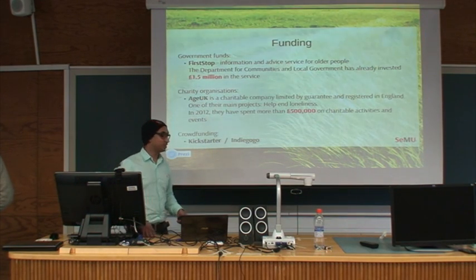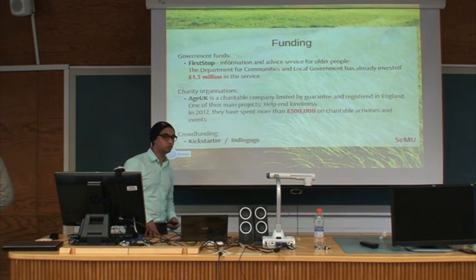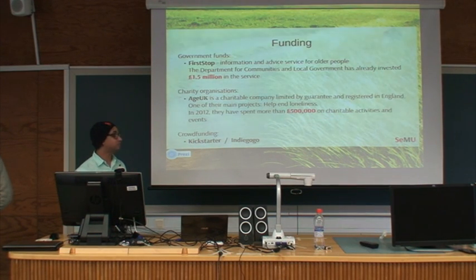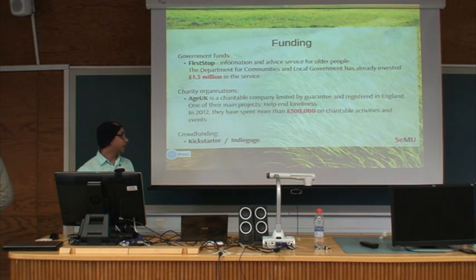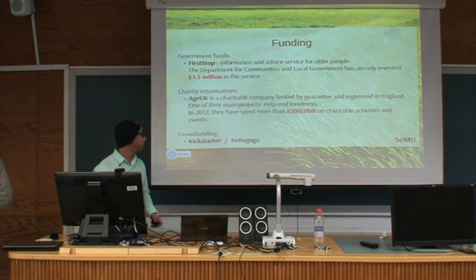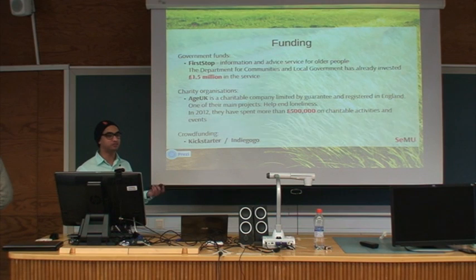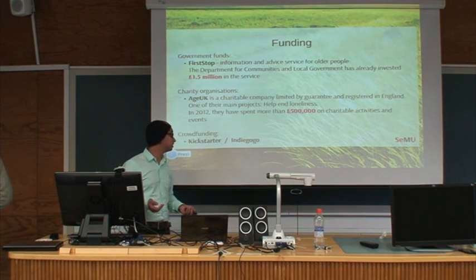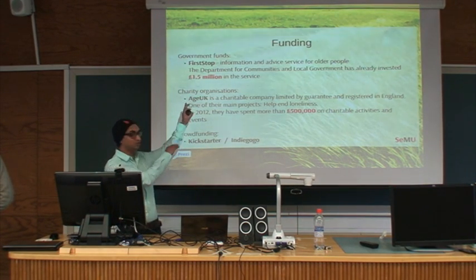And funding. There are a lot of different companies, and one of the well-known is First Stop Information and Advice Service for elderly people. The Department for Communities and Local Government already invested more than 1.5 million in that service. And charities: Age UK is one of the well-known registered charities. Their main project is about helping with loneliness, and in 2012 they spent more than £500,000 on creating events so everyone does activities. And you can also have Kickstarter or Indiegogo, so if we can get anything from those two, we can still get it for our own.